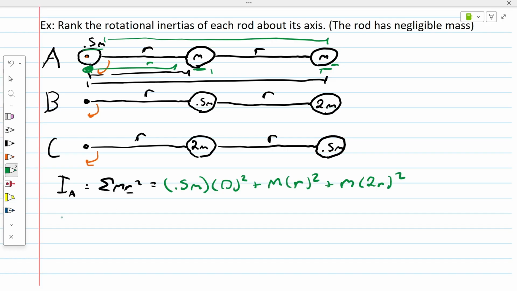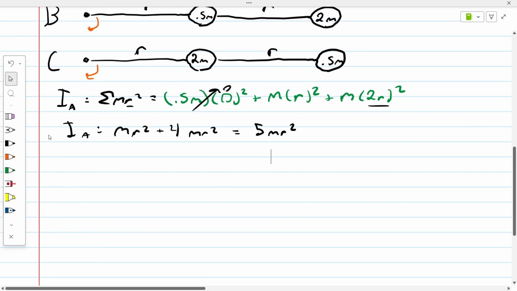Now we can simplify this to get IA, which equals, this whole term just goes to 0. We have mr squared plus, after squaring this inside, we get 4mr squared. So the final answer for IA is going to be 5mr squared. Okay, now let's do this for rod B.